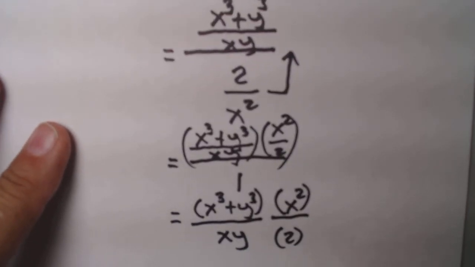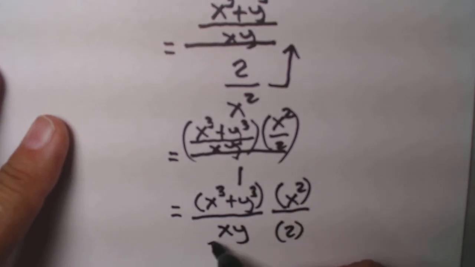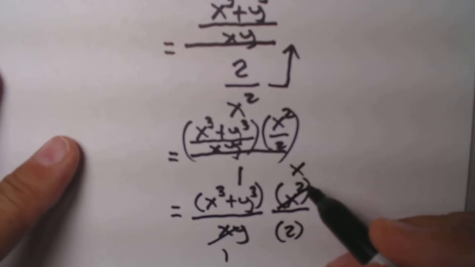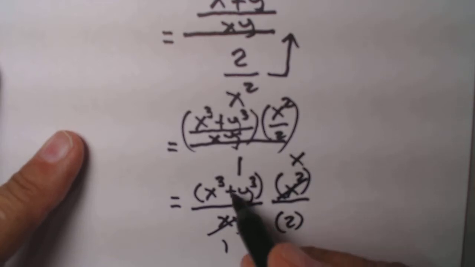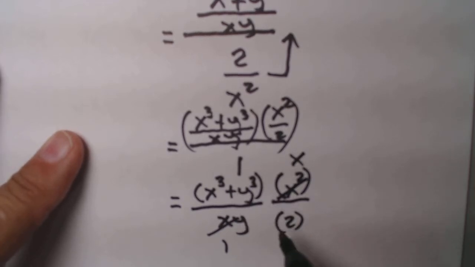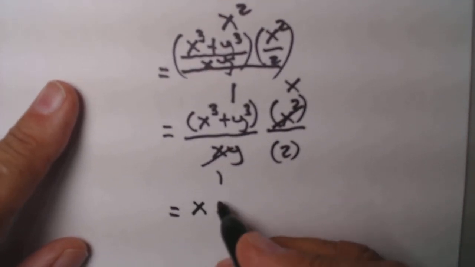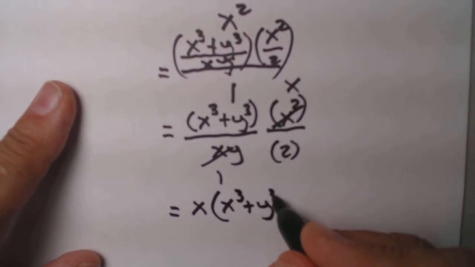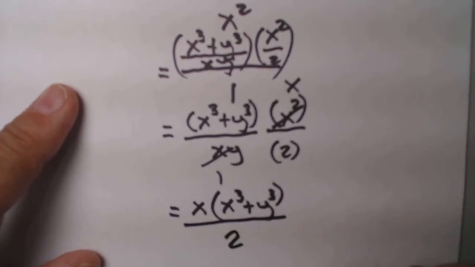Okay, here it comes. We can cross cancel an x. So x goes once here, and an x squared leaves me a single x. So my final answer here, the 2 doesn't cross cancel anything, so I have x times (x cubed plus y cubed) upstairs. Okay, and downstairs 2 times 1, which is 2.